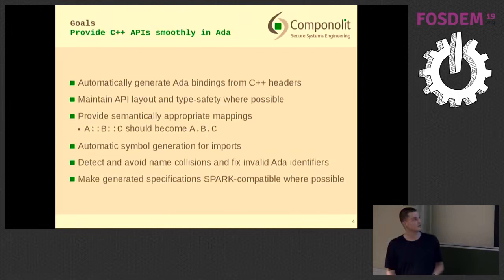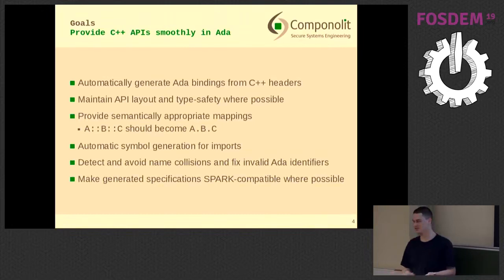So what do we want to do? Well, we want to automatically generate Ada bindings from C++ headers. We want an API layout that keeps the types and which has a semantic mapping. So if I have a namespace and a class called A and B and maybe a subclass called C, if you use that in Ada, this should also be A.B.C and not any further packaging around it, but we really want to use the binding as native as possible.